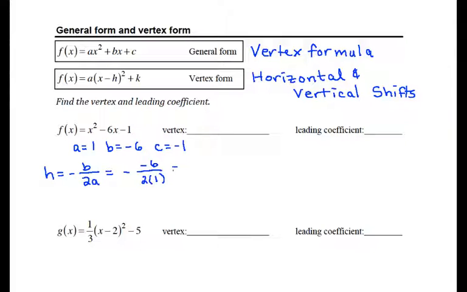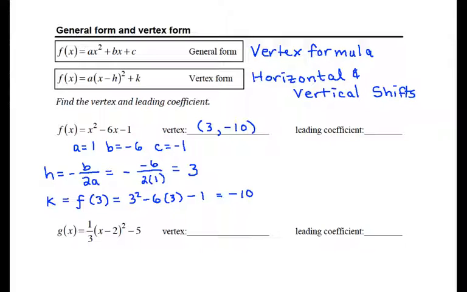This again turns out to be a positive value. And k I'll get by plugging h into my function. So f of 3 gets me 3 squared minus 6 times 3 minus 1, which is 9 minus 18. Negative 9 minus 1 is negative 10. So my vertex is at 3 comma negative 10.